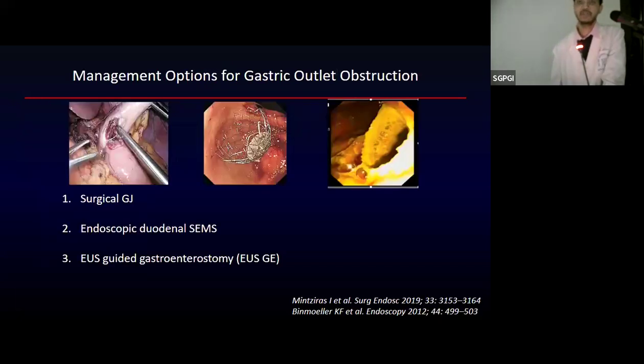Now, what are the management options that we have in general for gastric outlet obstruction? We can either subject the patient to surgical gastrojejunostomy or an endoscopic duodenal SEMS placement across the tumor growth, and the last being EUS-guided gastroenterostomy. So every procedure has its own advantages and limitations.